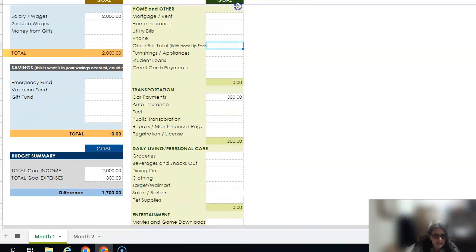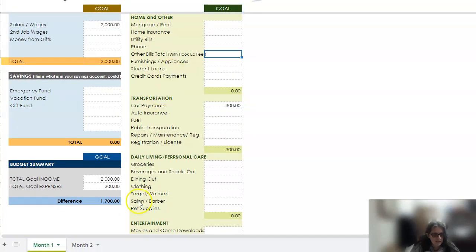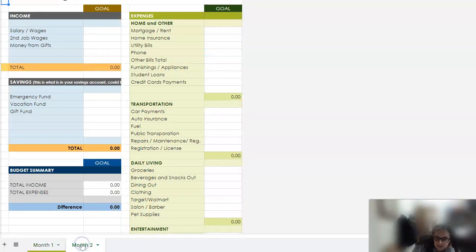Oh, you can't see it because it's right here. You can see on the bottom, there's this month 1 is what we were on, and then you click on this tab and it's month 2. So now we're just going to make those goal changes that you talked about in your reflection. And so most of it's going to stay the same. Like if I had a $2,500 salary, that's going to be the same.